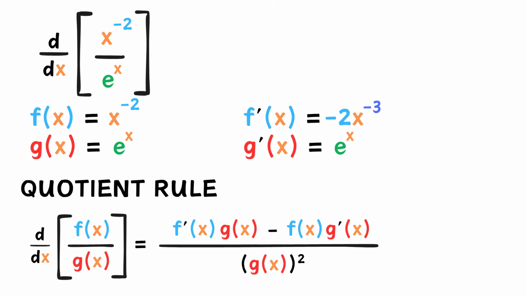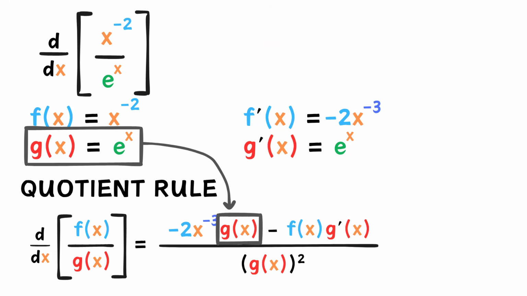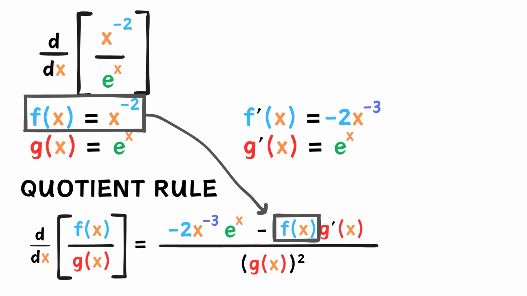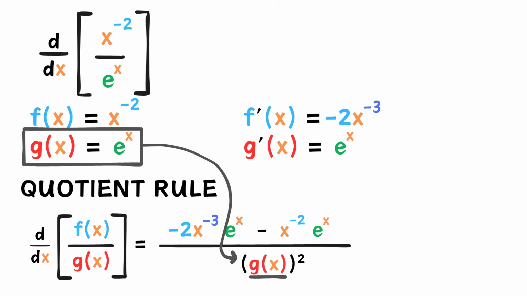So now we can use the quotient rule. The derivative of f of x is negative 2x to the power of negative 3. g of x is e to the x. f of x is x to the power of negative 2. And the derivative of g of x is e to the x. And we also have g of x squared in the denominator, which is e to the x squared.